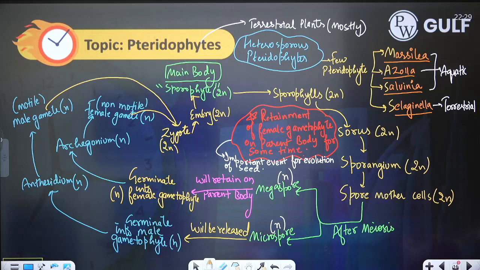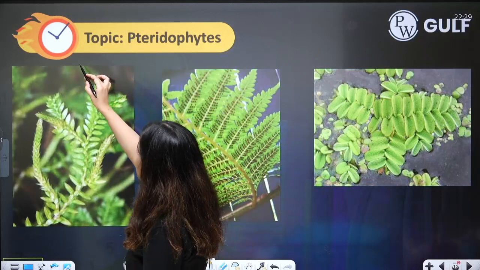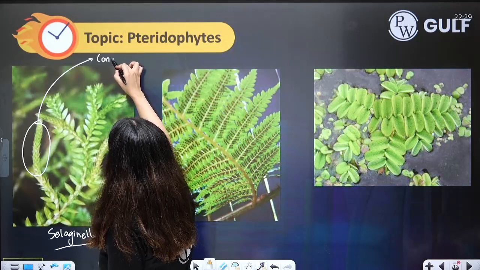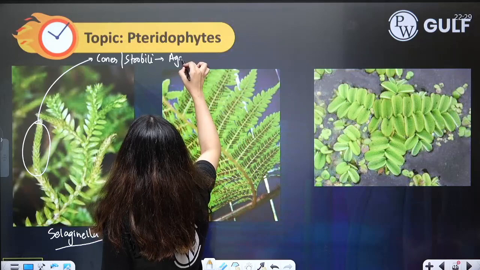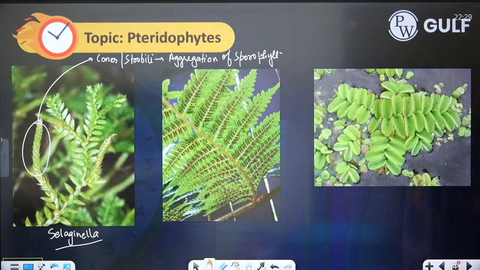Next group of plants is gymnosperm. And before that, I'm going to show you some pictures of beautiful pteridophytes. This is basically your Selaginella. And Selaginella can form cones, also known as strobili. What are cones? They are nothing but the aggregation of sporophylls. So sometimes sporophylls aggregate and form a cone-like structure.